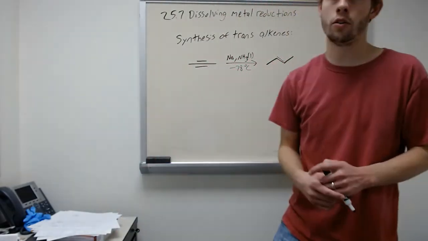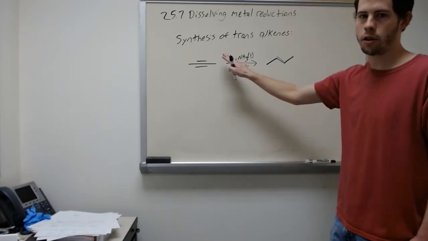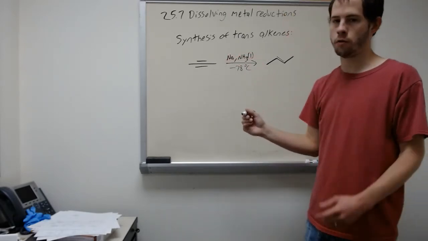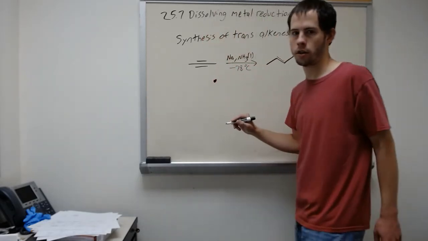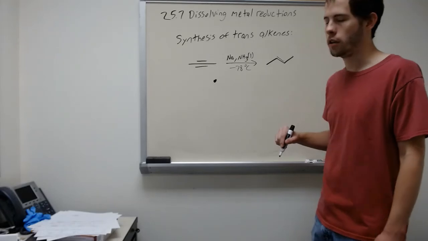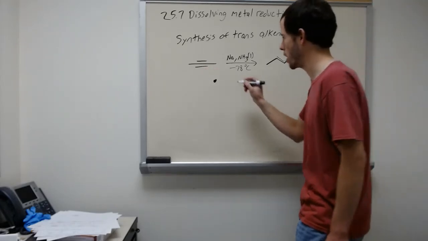All right, so let's take a look at the mechanism. So let's take our alkyne. Remember, if we have sodium and liquid ammonia, it generates an electron. So I'll draw a dot as my electron here, and it's going to combine with one of the pi bonds of the alkyne.